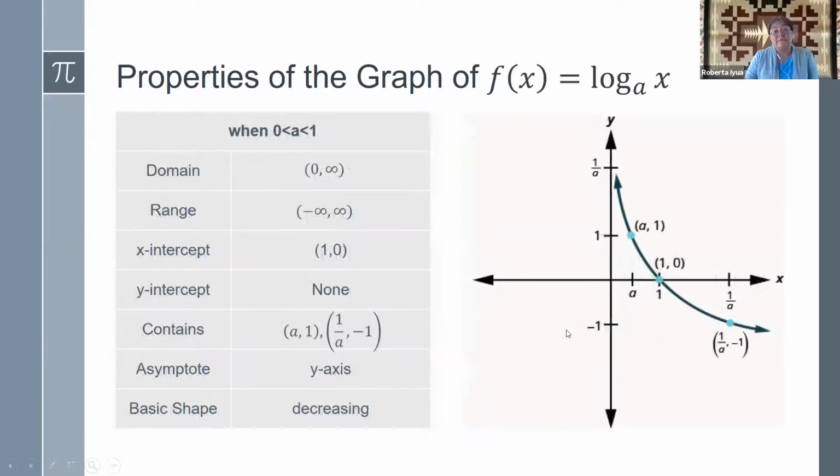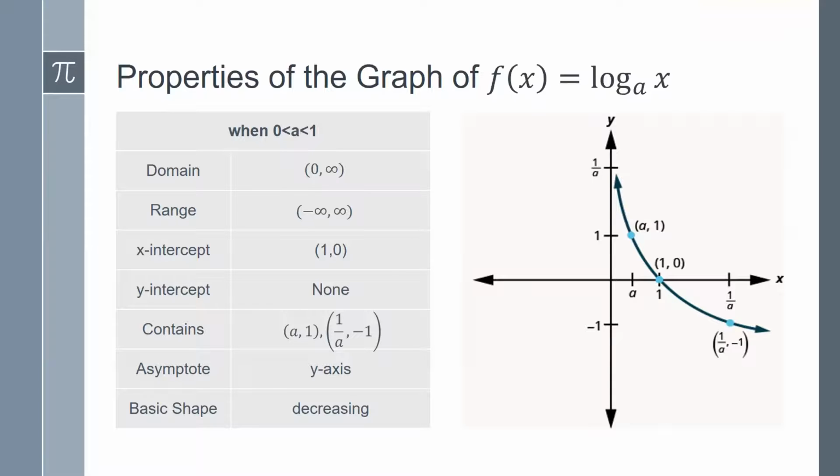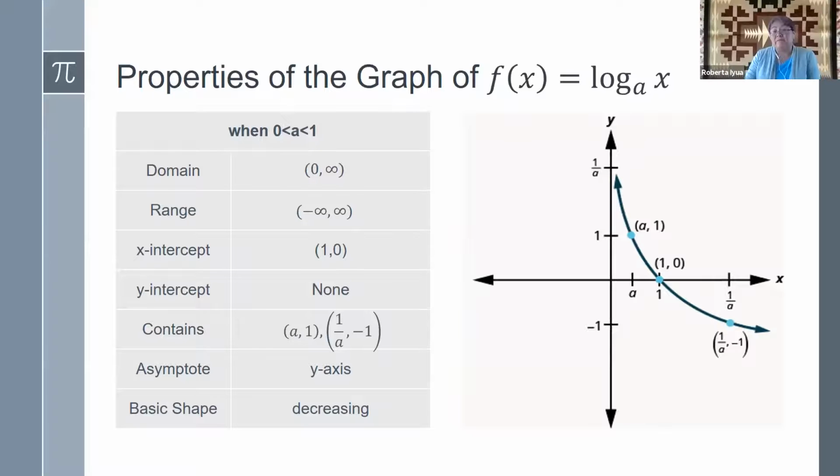Here are the properties of the graph of f of x equals log base a of x when a is greater than 0 and less than 1. Your domain is the same, from 0 to positive infinity. Your range is from negative infinity to positive infinity. Your x-intercept is (1, 0). You have no y-intercept, and your points contain (a, 1) and (1 over a, negative 1). Your asymptote is the y-axis, and your basic shape is decreasing, from positive to negative.